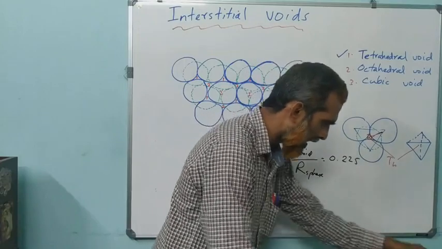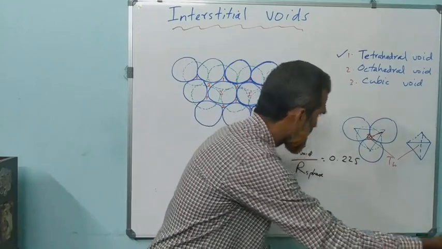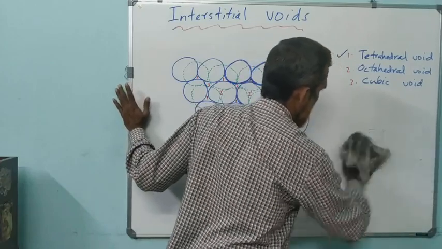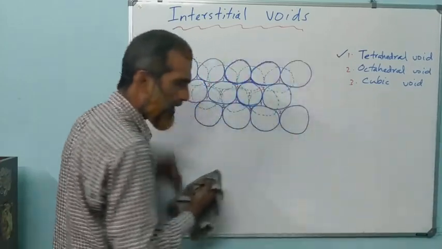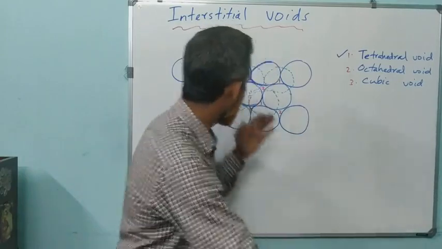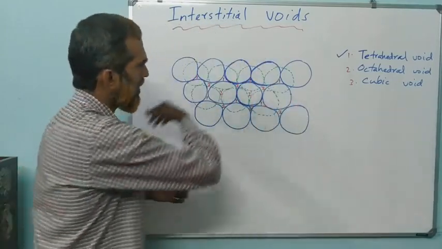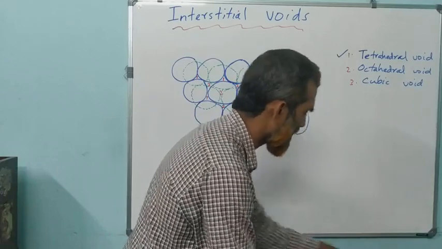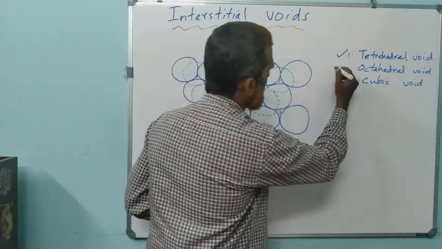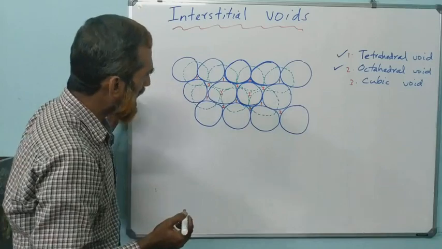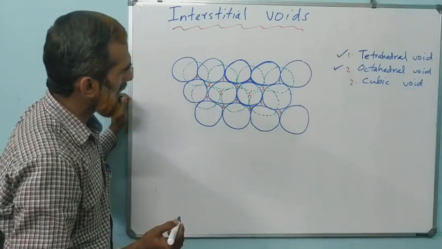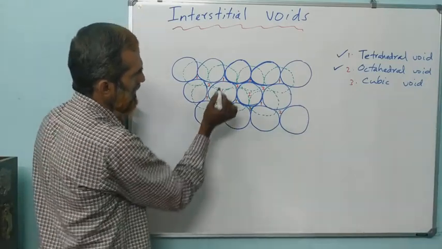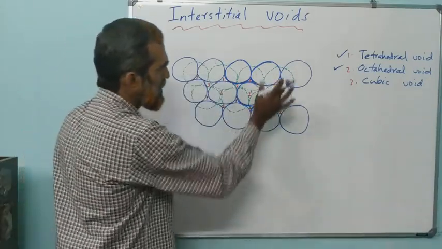Okay. Now let us go to the second one, that is octahedral void. So you can see that there are so many such tetrahedral voids all around this lattice. Coming to the octahedral void, the second one, for that you consider another part of this crystal, this arrangement.